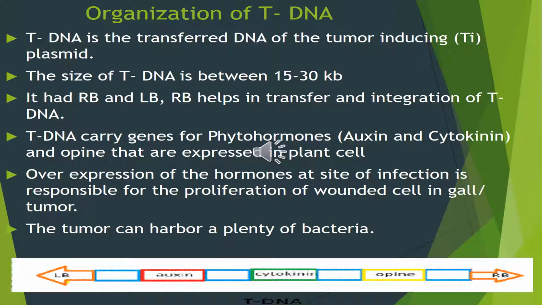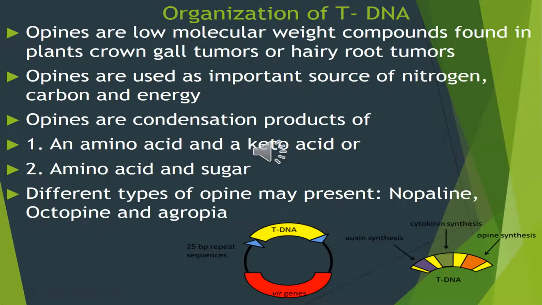So at this point of time, all the growth hormones, auxins and cytokinins, play their role in the uncontrolled division of the cells, and that results in the tumor formation of the plant. There is one more segment of tDNA, that is opines.